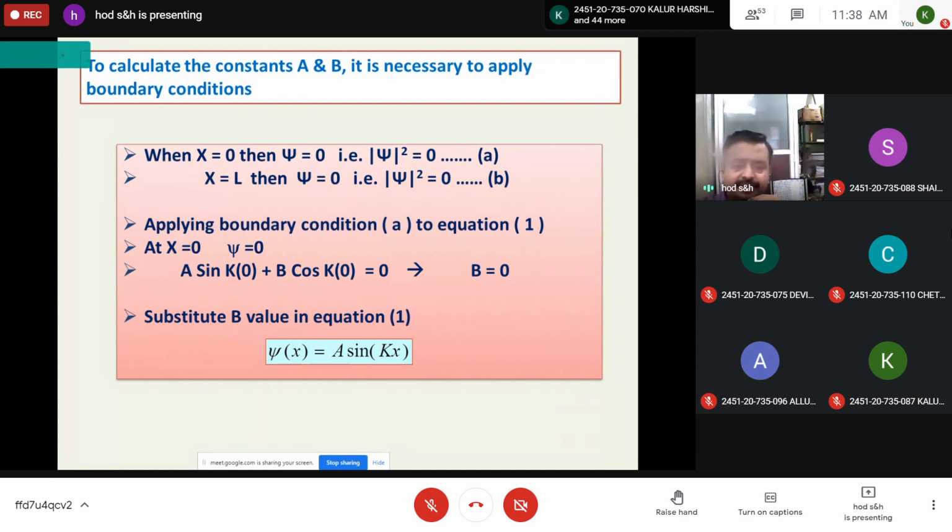So substituting B in equation 1, we get ψ(x) = A sin kx, because the B cos kx term is there, but B is equal to 0, so the entire term becomes 0. So the general solution is ψ(x) = A sin kx. Please note this down.